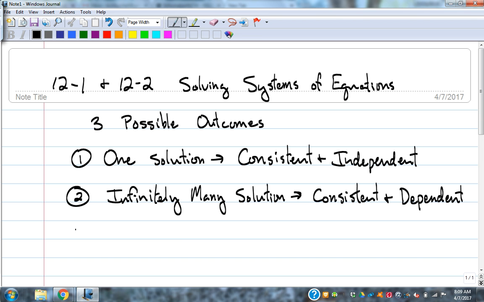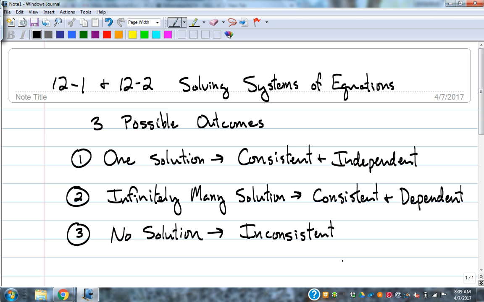That third possibility is that there's no solution. If consistent means it has answers, no solution or no answers would be inconsistent. Very logical way of putting it. So just inconsistent there. Okay.